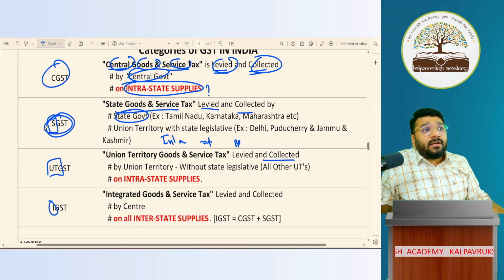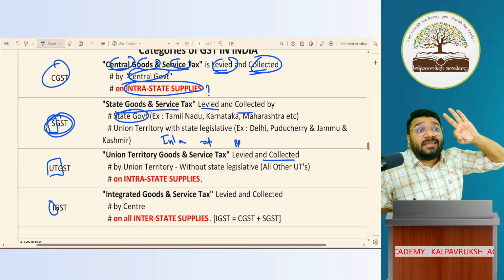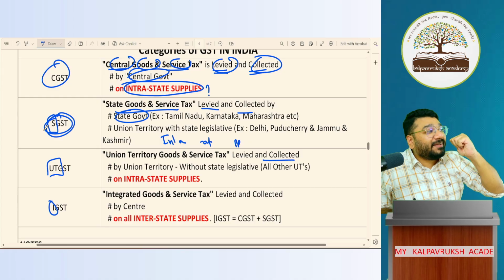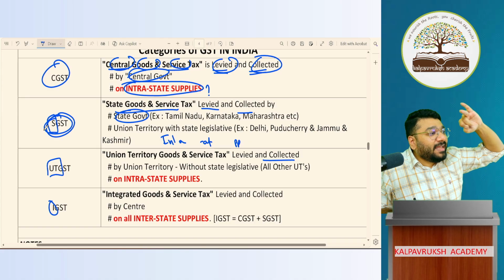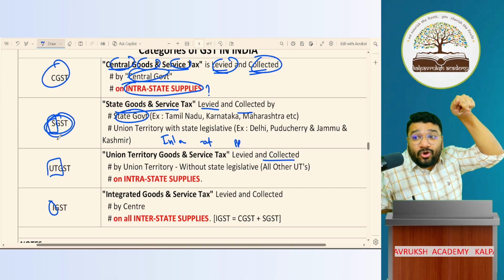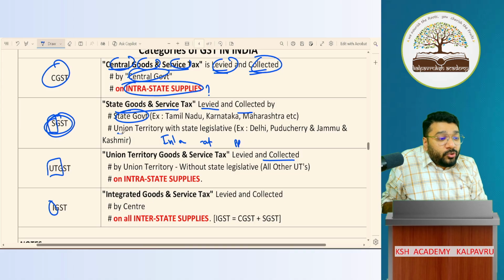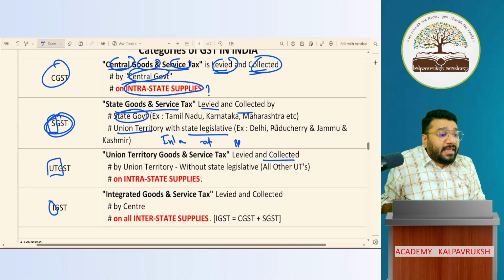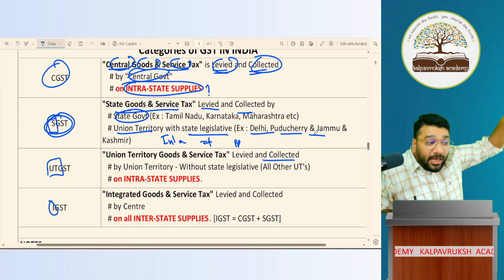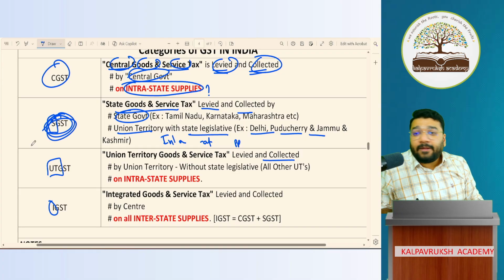Is SGST collected only by states? No. 3 UTs are also collecting. Who are they? Delhi, Pondicherry, Jammu and Kashmir. Because they have their own state legislature. So union territories with a state legislative assembly, like Delhi, Pondicherry, Jammu and Kashmir, are also charging SGST only.